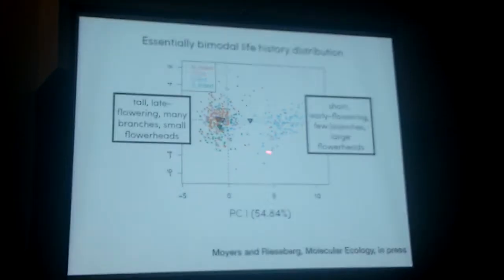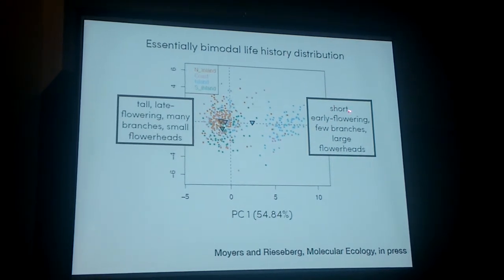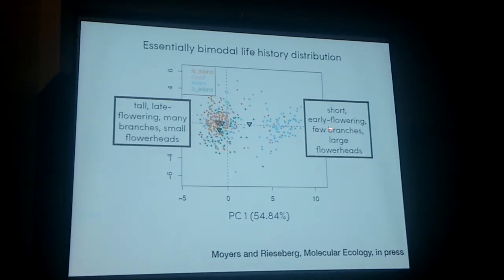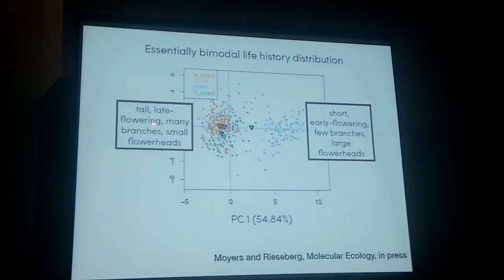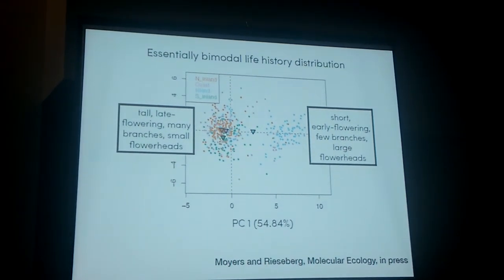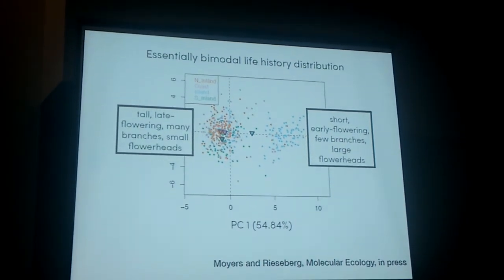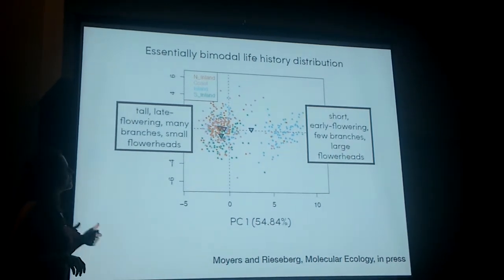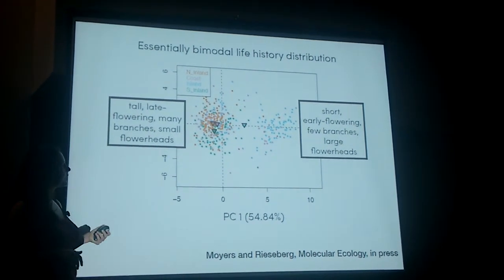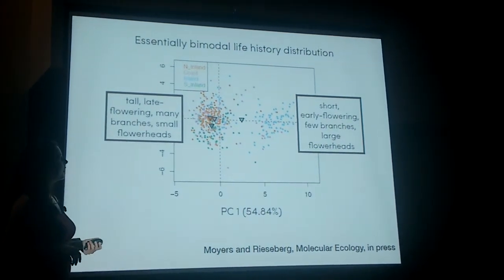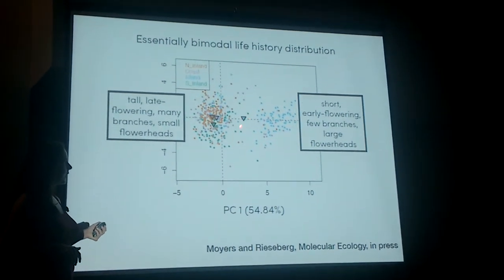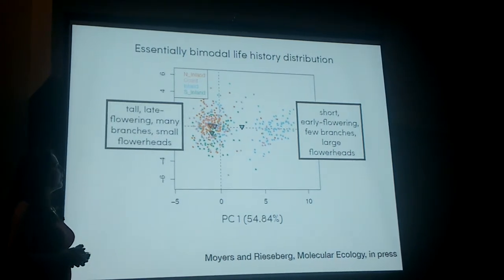So on this end, you have things that are early flowering, that are relatively short, about 1 meter. They make a few branches, they have really large flower heads. And on this side, things are tall, late flowering, many branches, small flower heads. And there's an important thing to note here. I've colored the individual data by the region of origin for that individual. And then I put the regional means here in these little triangles.